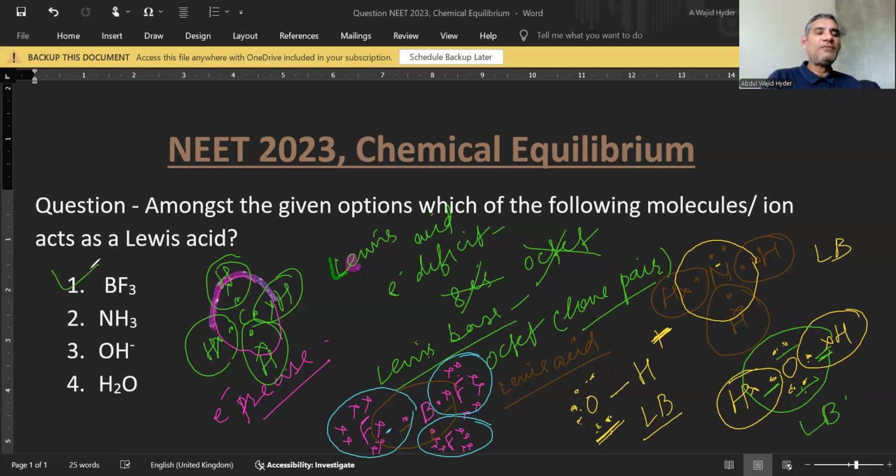So it is BF3, which is a Lewis acid because it is having incomplete octet. So as I have said, Lewis acids are always electron deficient, always electrophilic in nature.